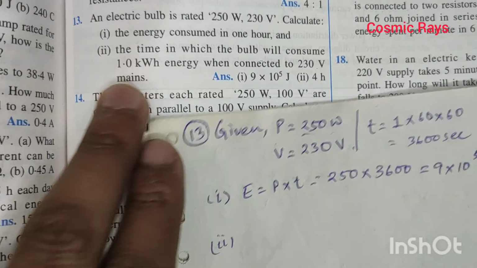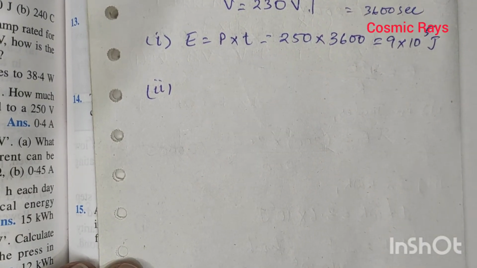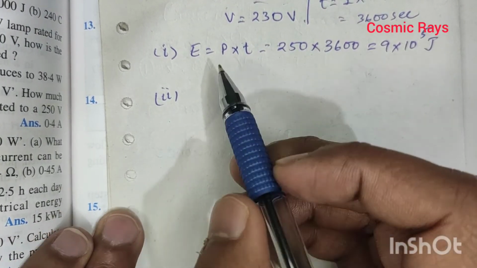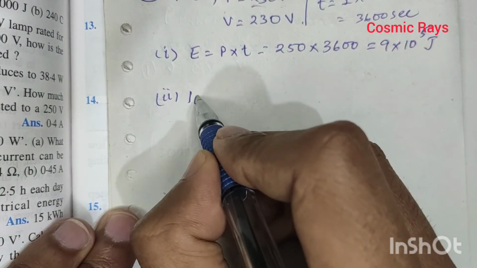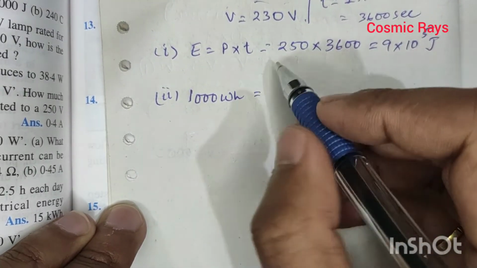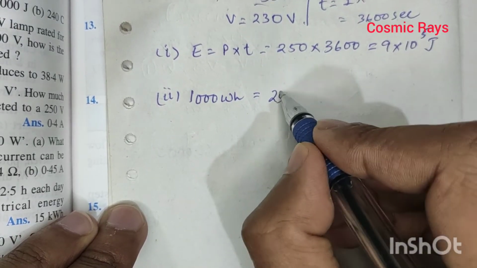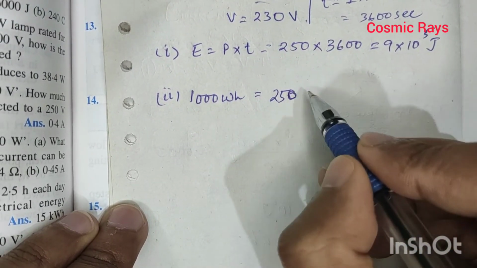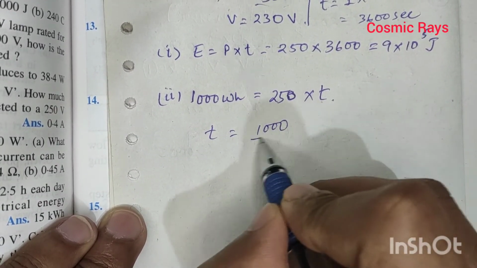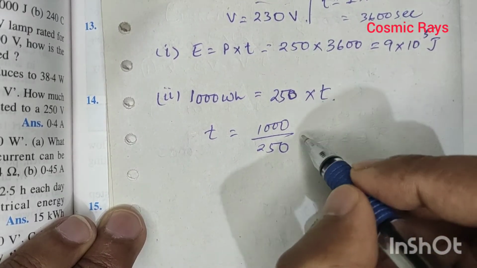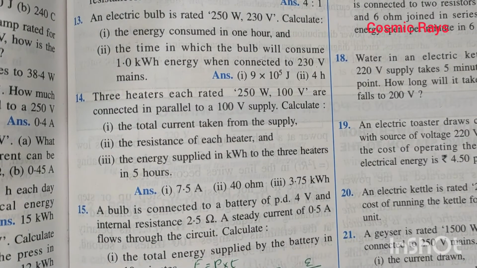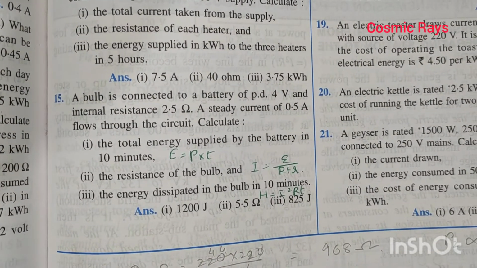Now the second part of the question says we have to find the time in which the bulb will consume this much of energy. So energy has been given to us, we have to calculate the time. So we'll use the same formula, but instead we will write the energy as 1000 watt hour, that is 1 kilowatt hour, what they have given. Power remains the same, that is 250 multiplied by the time. So time will be 1000 divided by 250, that is 4 hours.